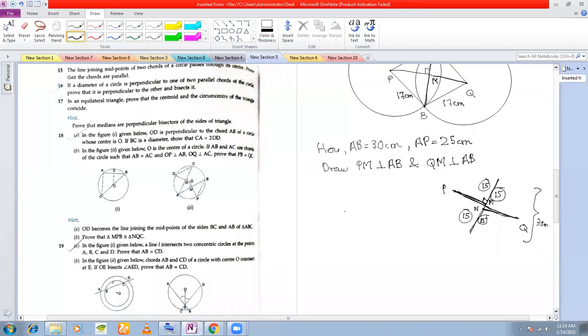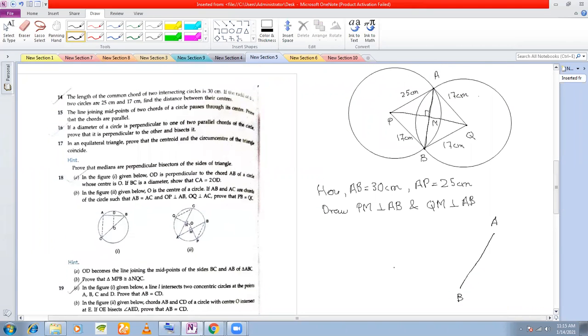Excuse me, sir. Yes. So please can you repeat it once more? Suppose this is your common chord, say AB, that I have drawn above. Okay, let me just scroll up a little. Okay, AB. This is your common chord. And you have a point P here, center of a circle, and you have point Q here, center of another circle, P and Q.